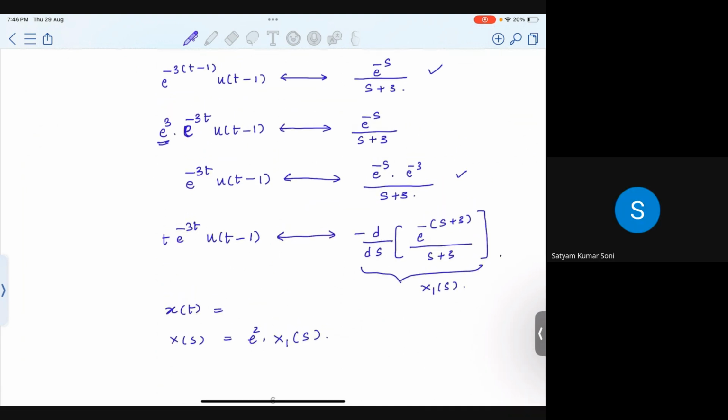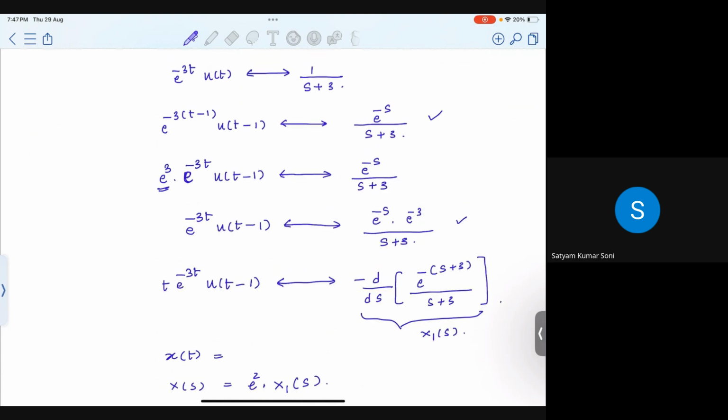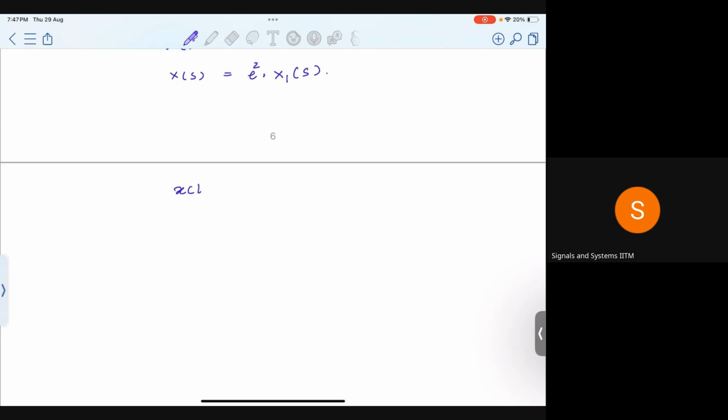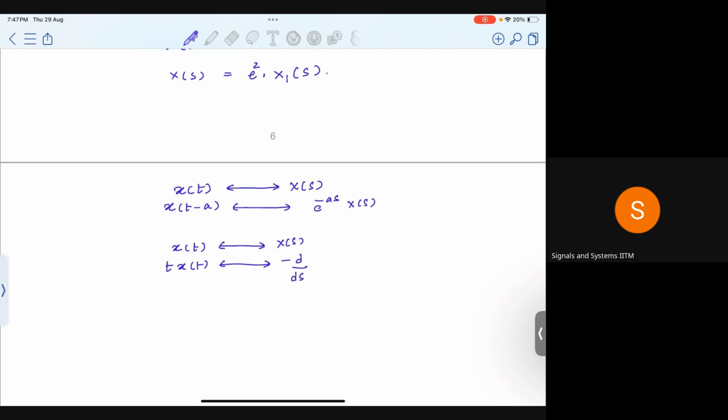Yes, ma'am. We used two properties. One is: if x of t has the Laplace transform x of s, then x of t minus a has the Laplace transform e power minus as x of s. The other is: if x of t has the Laplace transform x of s, then t times x of t has the Laplace transform minus d by ds of x of s. We used these two properties. Okay.